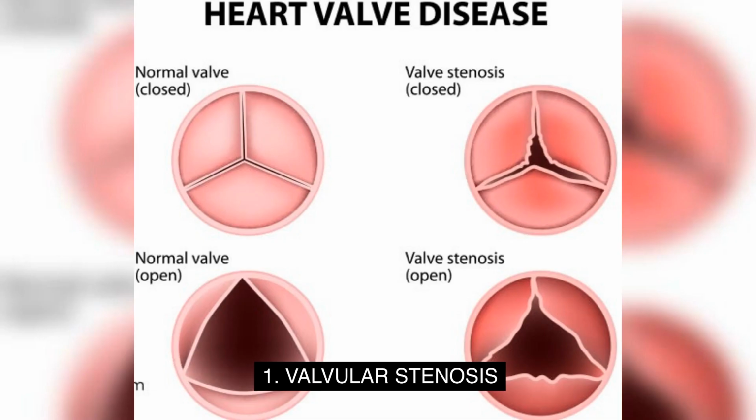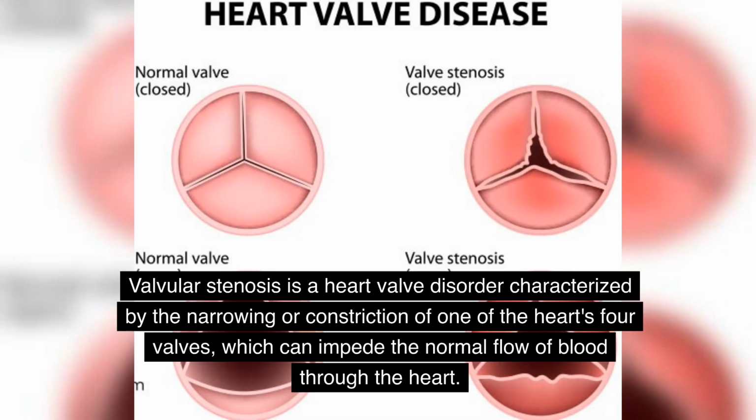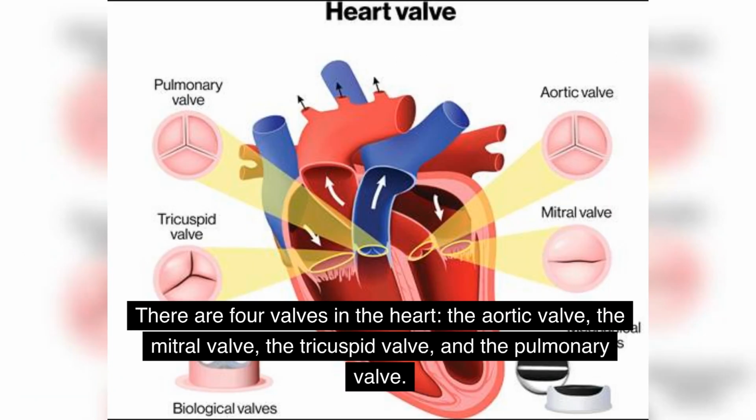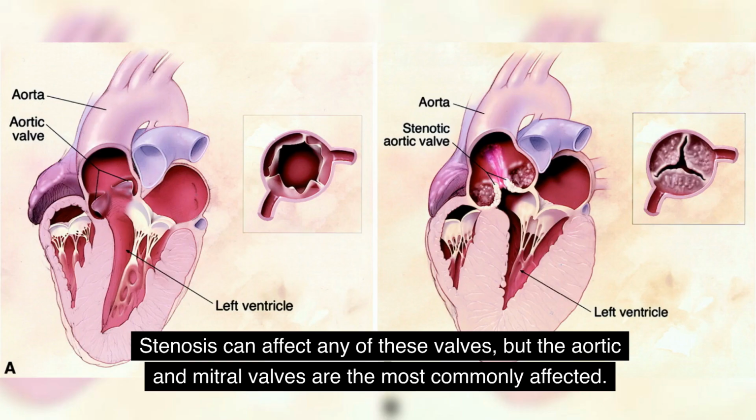1. Valvular stenosis. Valvular stenosis is a heart valve disorder characterized by the narrowing or constriction of one of the heart's four valves, which can impede the normal flow of blood through the heart. There are four valves in the heart: the aortic valve, the mitral valve, the tricuspid valve, and the pulmonary valve. Stenosis can affect any of these valves, but the aortic and mitral valves are the most commonly affected.